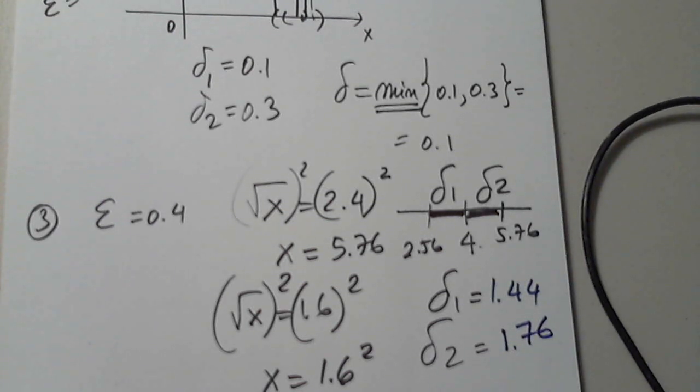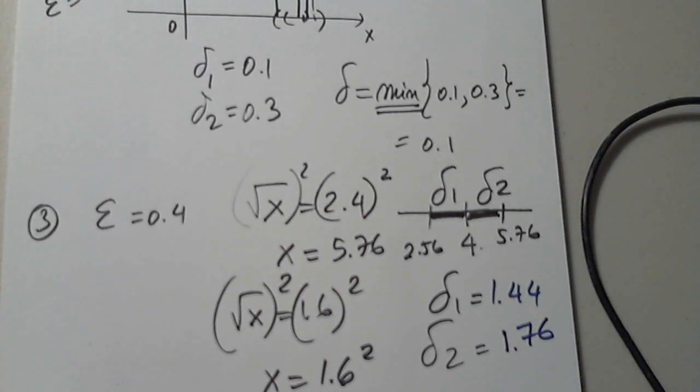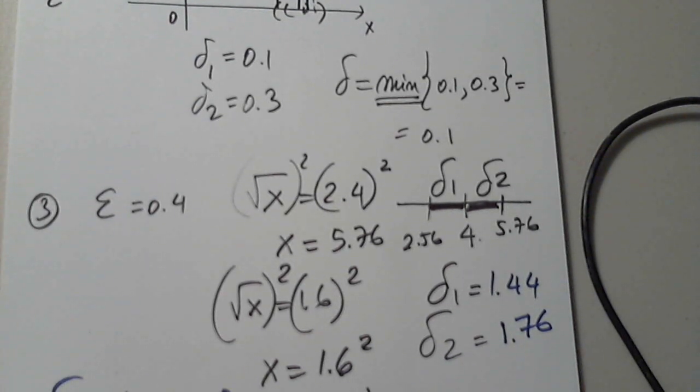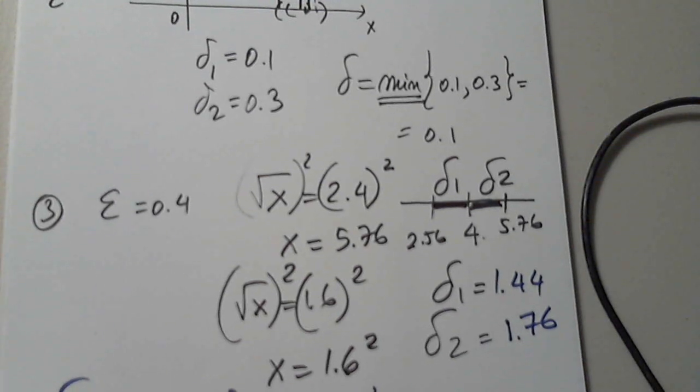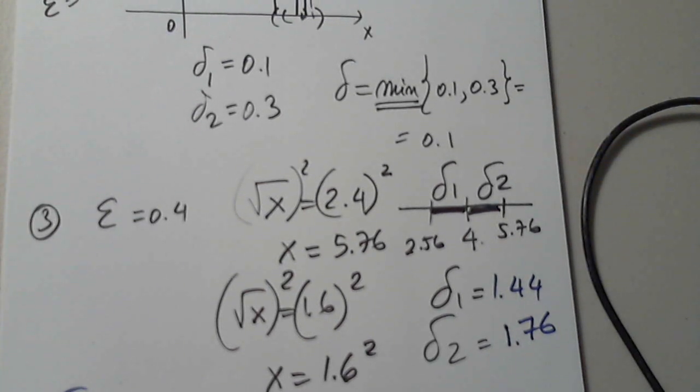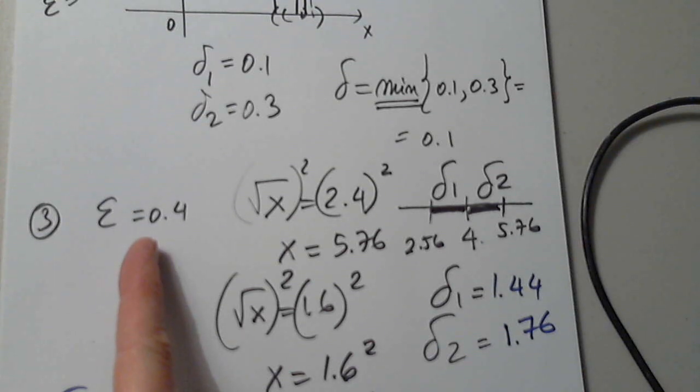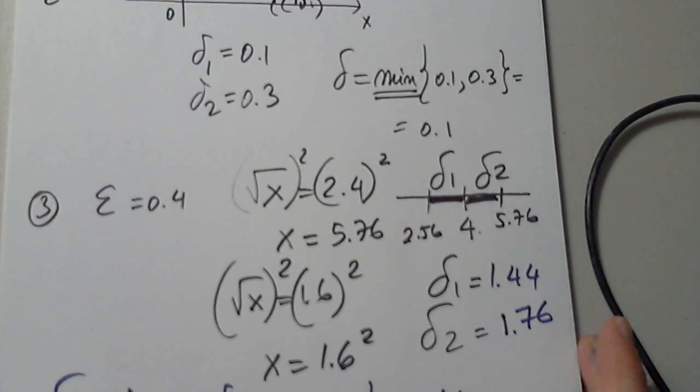1.76. Good. So I have to find the minimum of 1.44 and 1.76, which is, I know it's a silly question, 1.44. So that's the delta corresponding to epsilon equals 0.4, the smallest of the two. Any questions?